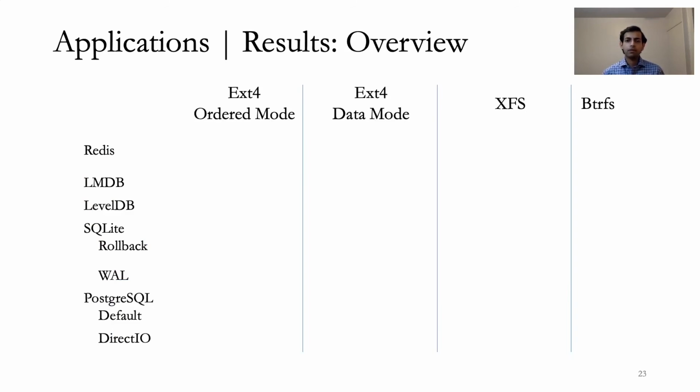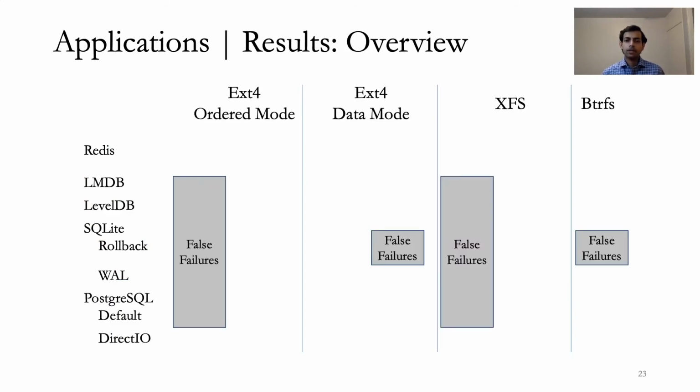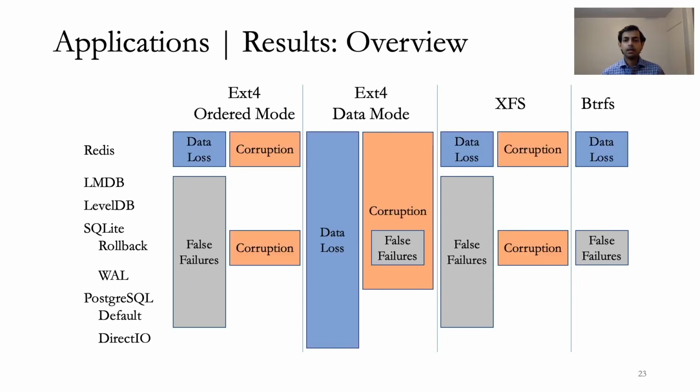So to give you an overview of the results, we found false failures mainly in ext4's ordered mode and XFS. And this is mostly to do with recovery from the write-ahead log, which we'll get to shortly. Data loss and corruptions were mostly in ext4 data mode due to late error reporting. Redis has a lot of errors because they don't check the fsync return code. And Btrfs had minimal errors. We'll first go over false failures in ext4's ordered mode, and then data mode, and then Btrfs. We're not going to cover XFS as it's similar to ext4 ordered mode.